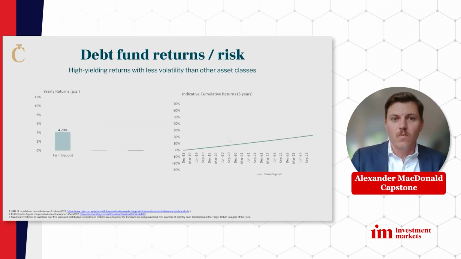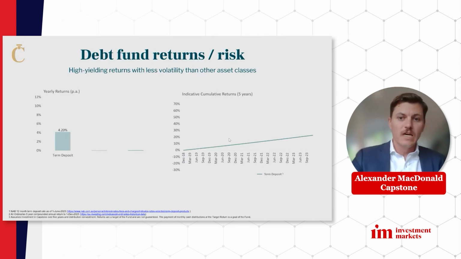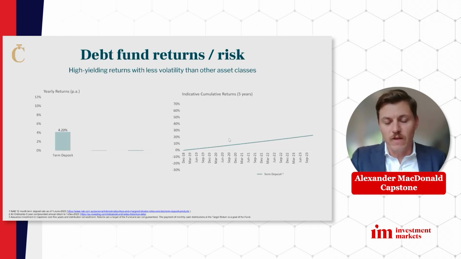So then, how does a debt fund offer greater returns for risk? We've put together a few little graphs here, which I think exemplify it pretty well. Here is a term deposit. Term deposits can be seen as a bit of a proxy for the risk-free rate. It's a low-risk fixed income investment, and you get a relatively low return, but a consistent return that doesn't change over the 5-year period in this case.